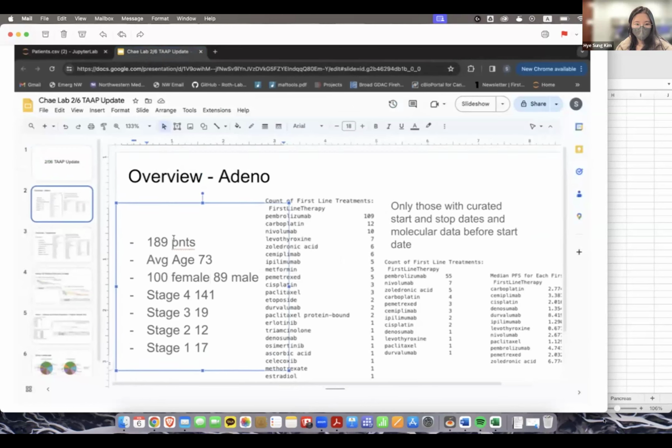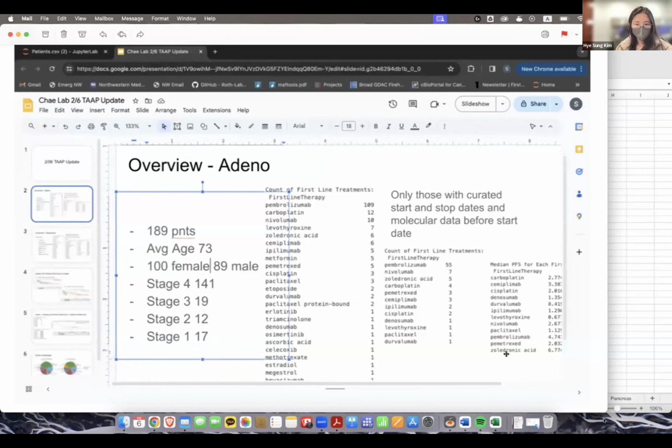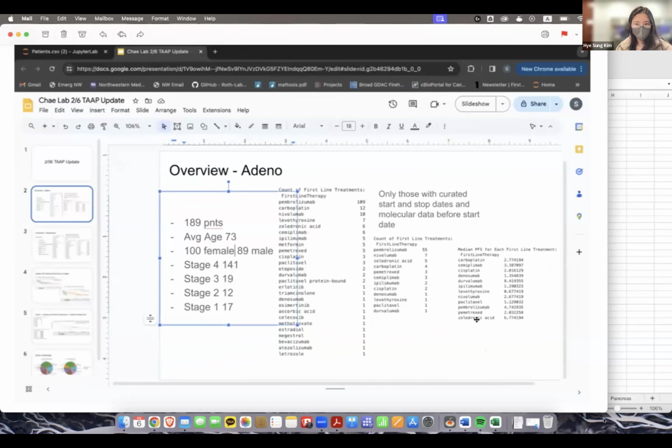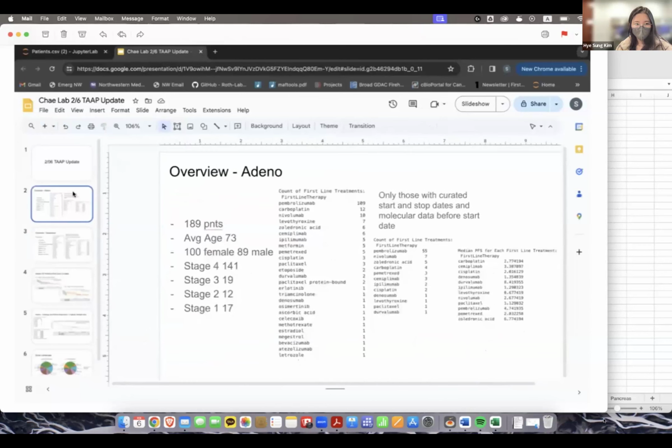Let me just make this smaller. Okay. So I first took a look at adeno and tried to give kind of an overview of some of the characteristics of the data set. It has 189 patients, average age 73, and this is the stage breakdown. Then when you just look at the first lines without filtering for anything, 109 are pembro, which is the most, the predominant one.